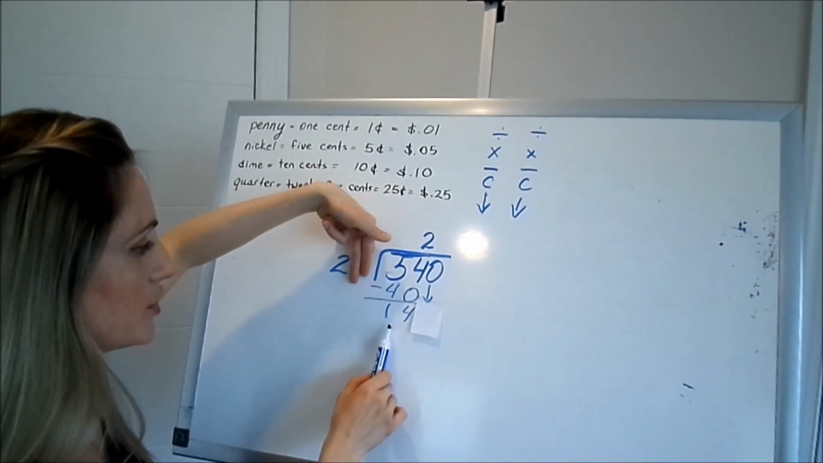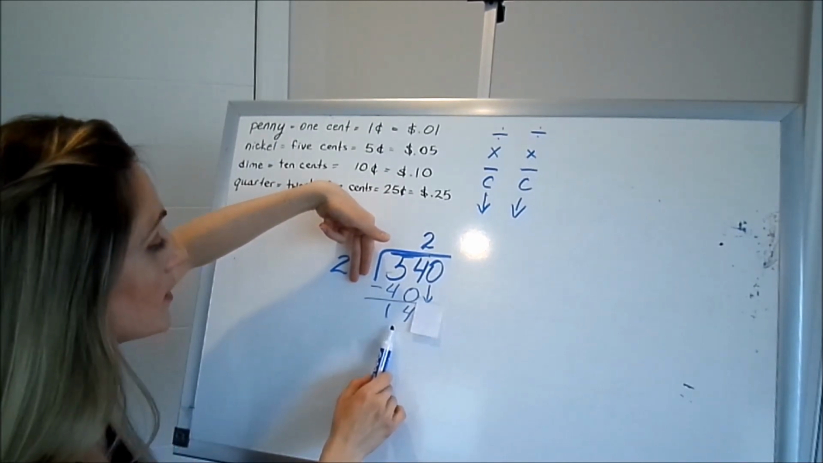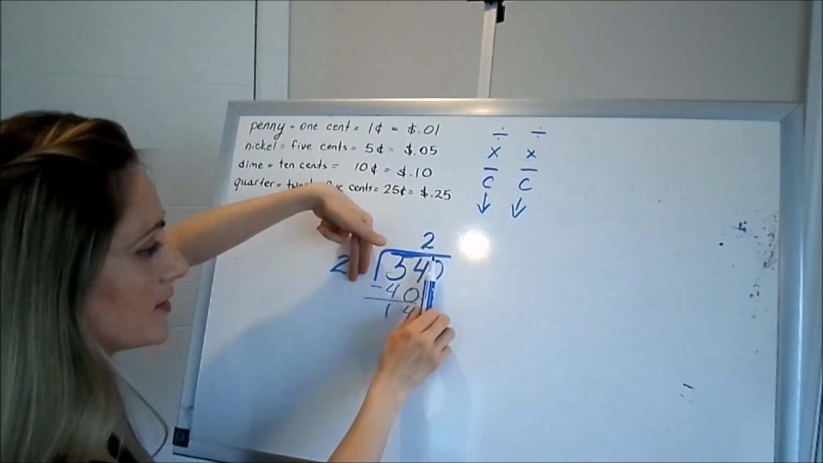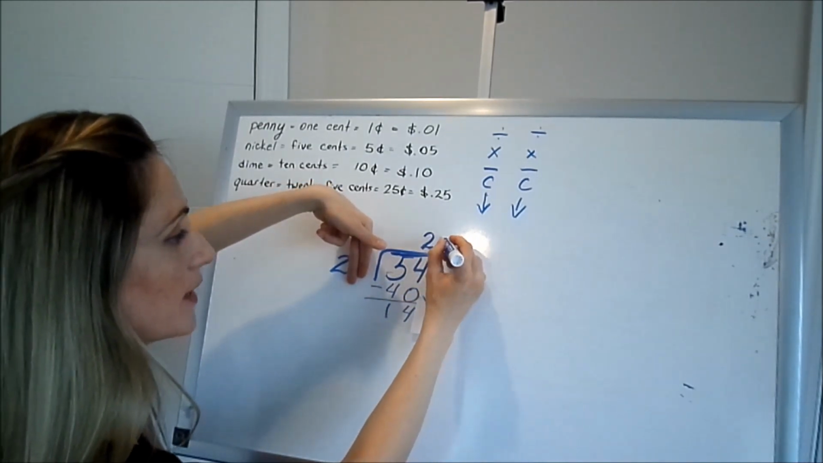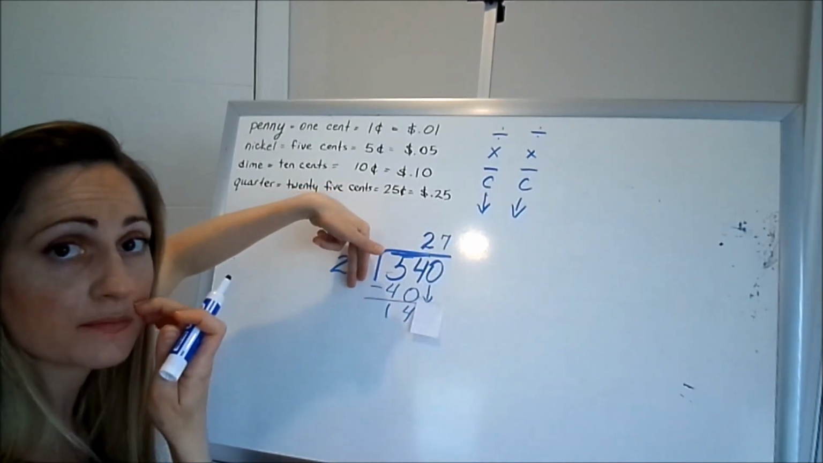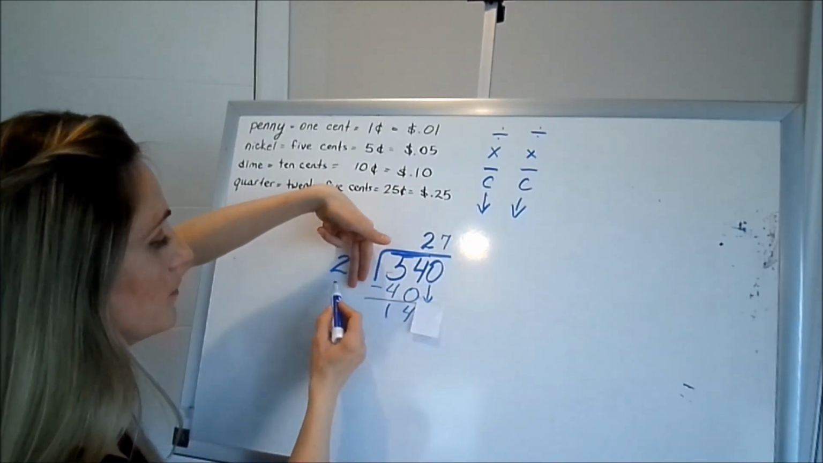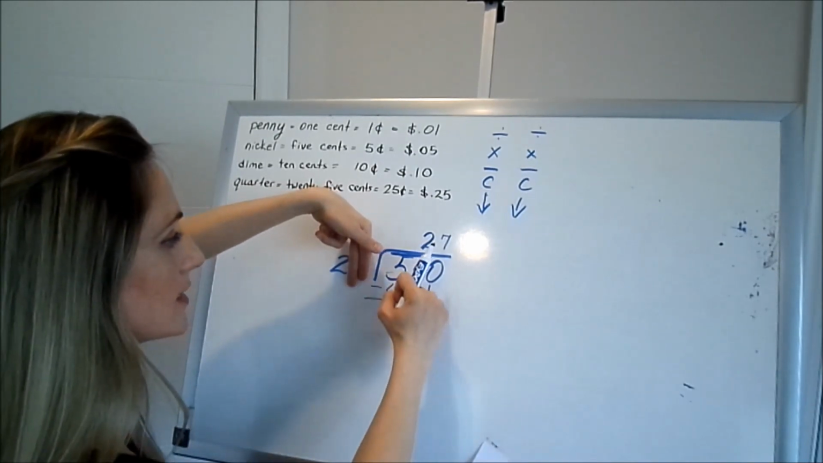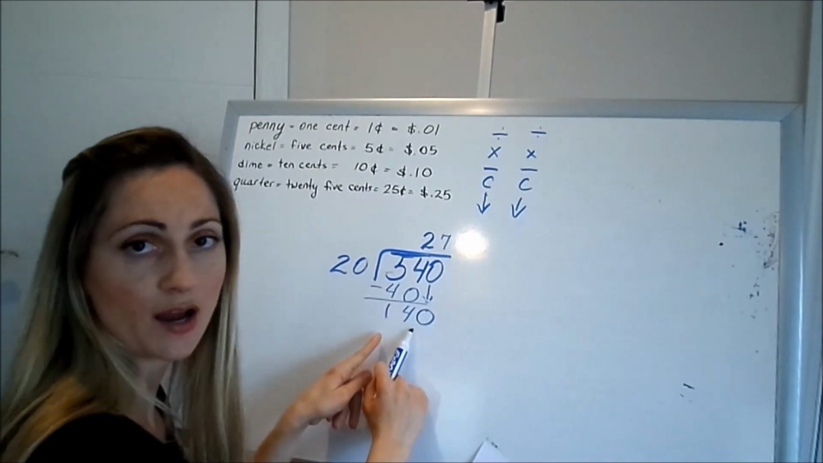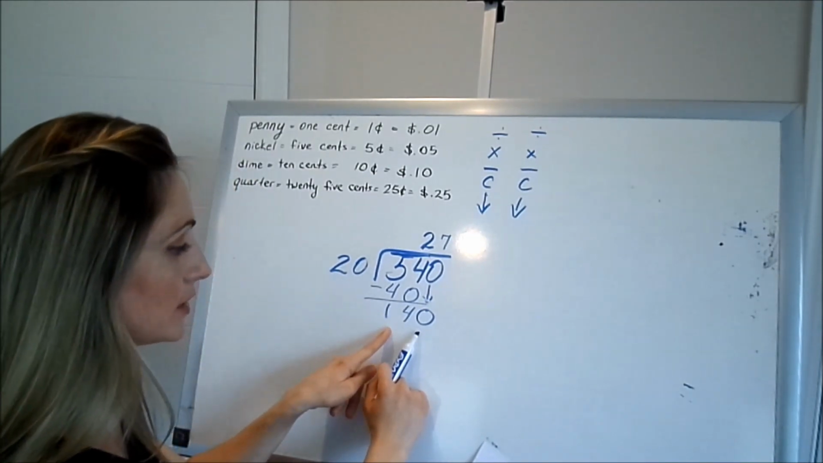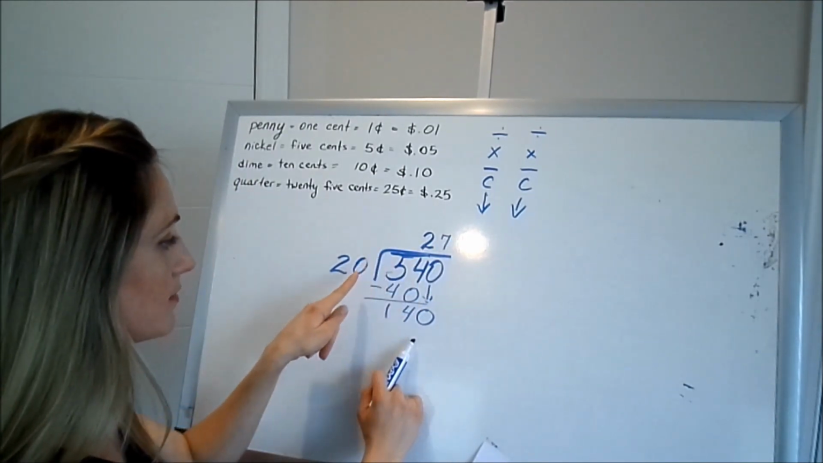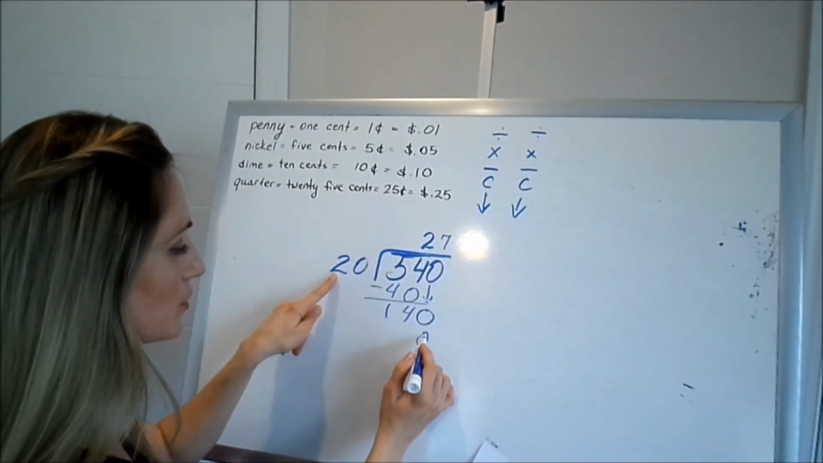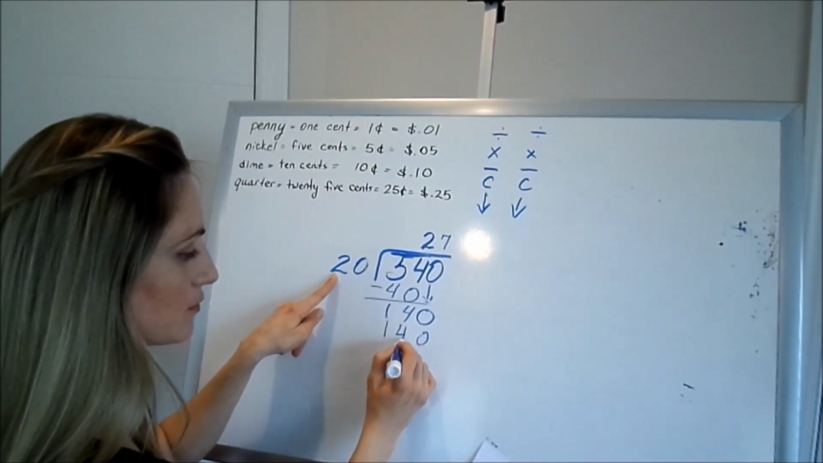Yeah, I know how many 2s fit into a 14. There's 7 of them. So I'm going to write my 7 right over the last number I brought down. I brought down the 0, so my answer will be right over that 0. Okay? 7 2s fit into a 14. Therefore, I should be able to fit 7 20s into 140. So I'm going to multiply just like usual. 7 times 0 is my 0 in the ones place. 7 times 2 is 14. And there is my 14.